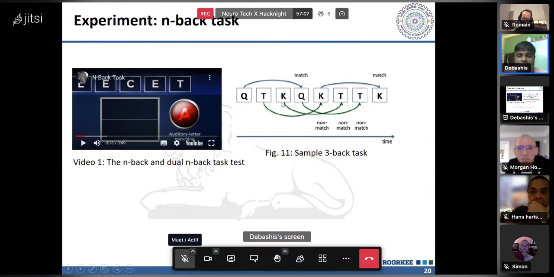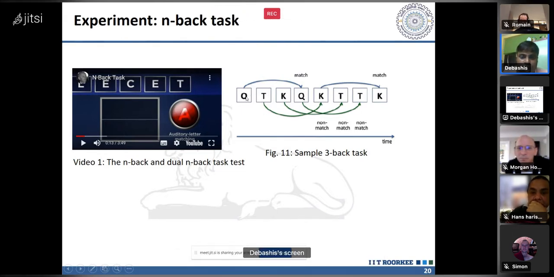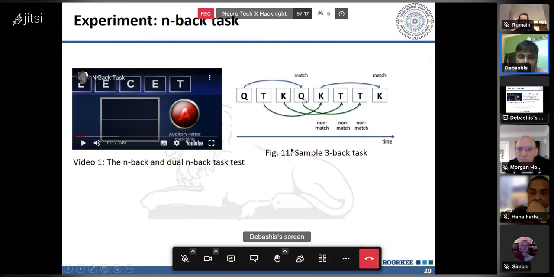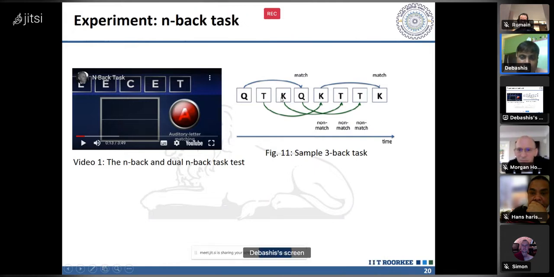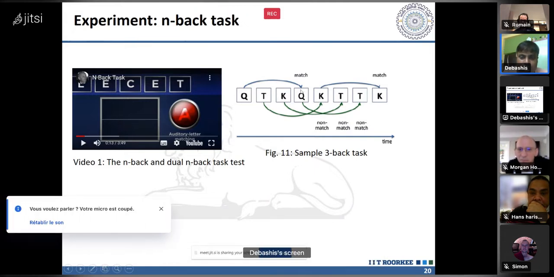I just listed the right hand side of the image. You can see that the first letter is Q, and after the fourth one it is also Q. So there are two gaps, right? So these are the three vectors. Because after three consecutive letters the Q is coming, this is a match. Q and Q is a match.